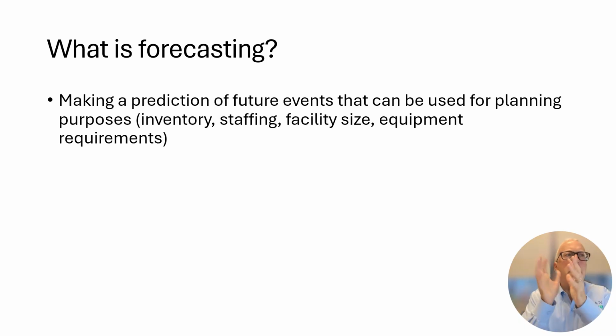And I use this definition: making a prediction of the future that can be used for planning purposes, inventory, staffing, facility size. So forecasting can be used to, I say these two things: plan the system. So we're going to need forecasts of how many classrooms we need in the building, how many tables we need in the restaurant, how much oven space we need in the restaurant, how much production equipment we need in the manufacturing facility. So we need to do forecasting in order to plan the system, to build the right size location, to set it up in a way that it'll handle that volume of customers.